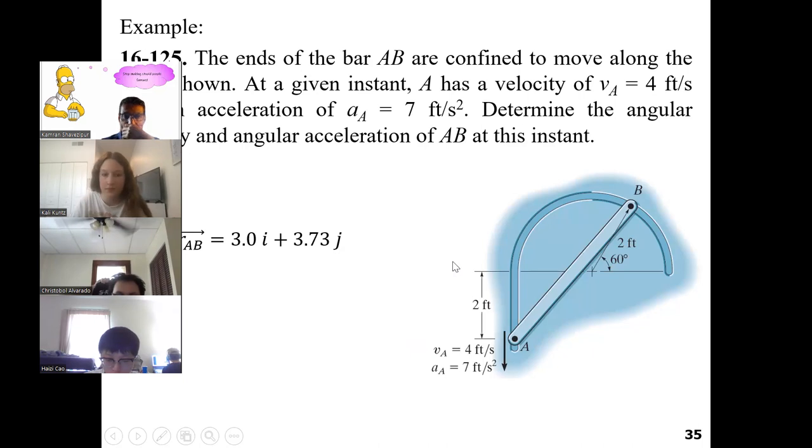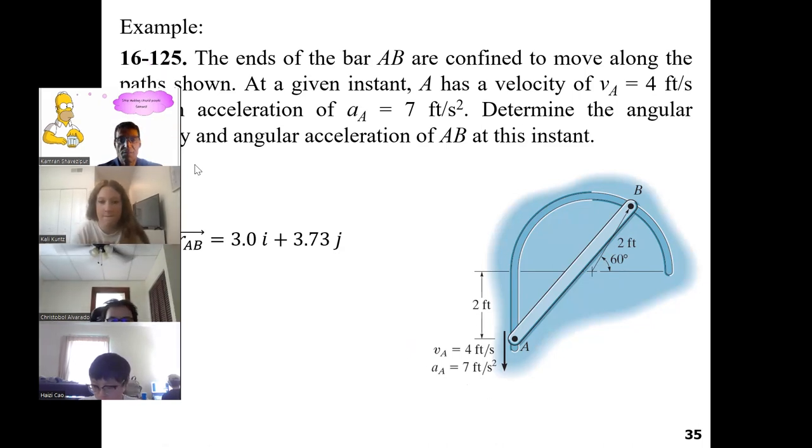Which is slightly different because both points are pins. If you look at here, still B moves on a circular path and A slides up and down. So technically it is the same, but slightly different. So we're going to do this. In this case, the information for the slider is given, which doesn't make a big difference, but just to see how it works.